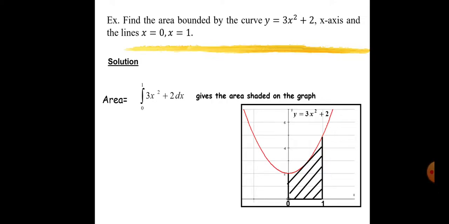First of all, you have to sketch the graph. This is the graph of the function 3x squared plus 2. And after that, you can find the area under the curve from 0 to 1. So you have to integrate. The area under the curve is the integration of 3x squared plus 2 from 0 to 1. From 0 to 1, do the integration according to the table of the integration.